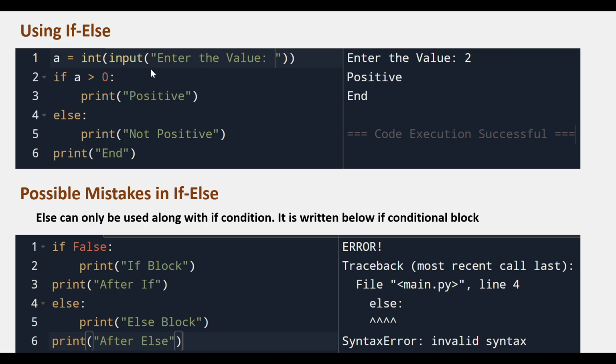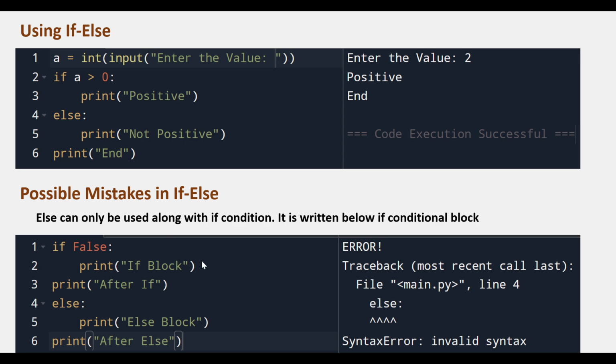Next, see, here I have given one example. Here a is the user input, and I have taken the value 2. What condition did I give? If a is greater than 0, that means a must be positive. If a is positive, this block of code will be executed: print positive. Suppose the condition is false, at that time the else block is executed. This is the end.